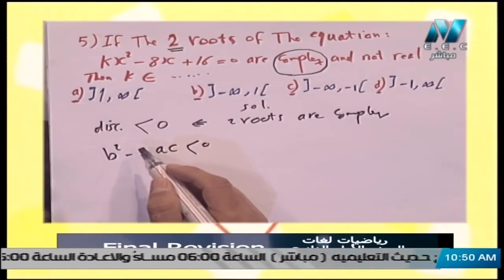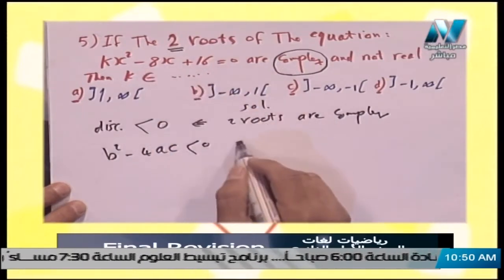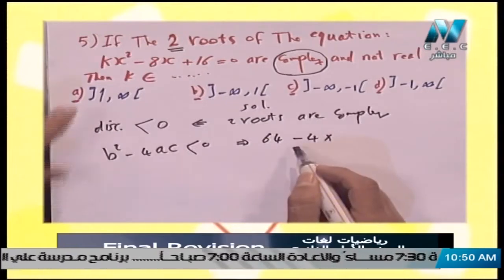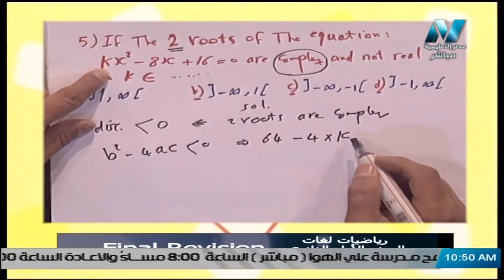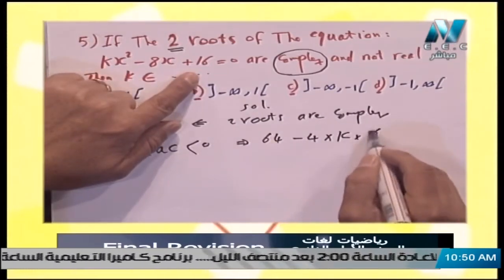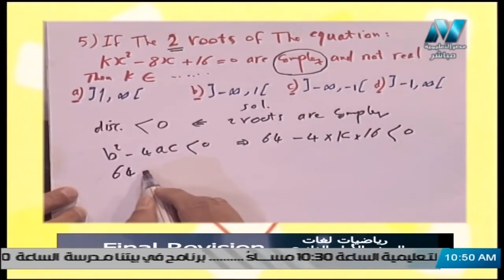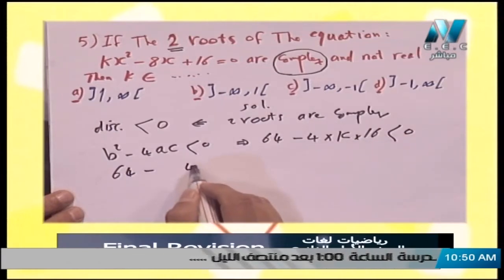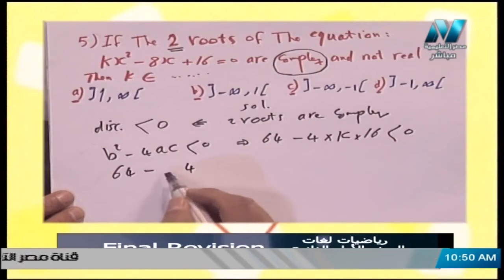Okay, b power 2 equals what? Equals 64 minus 4 multiply a, which is k, multiplied by c, which is 16, less than 0. So 64 minus 4 multiply 6 equal 24. 4 multiply 1 equals 4, and we have 4 before.